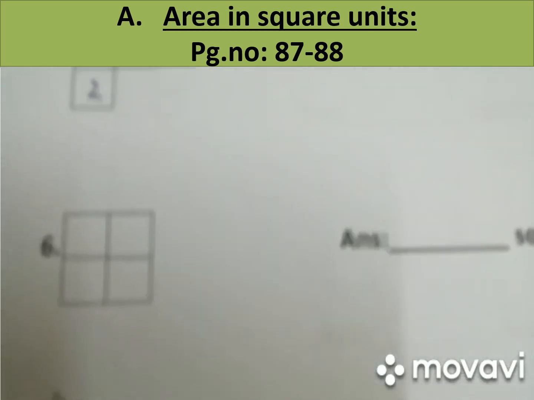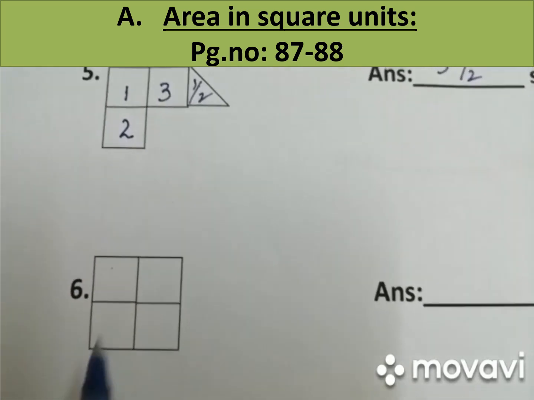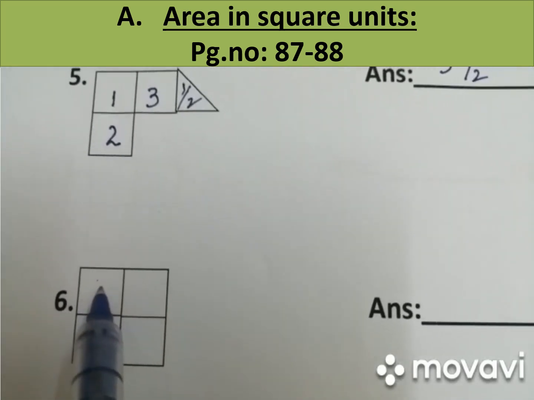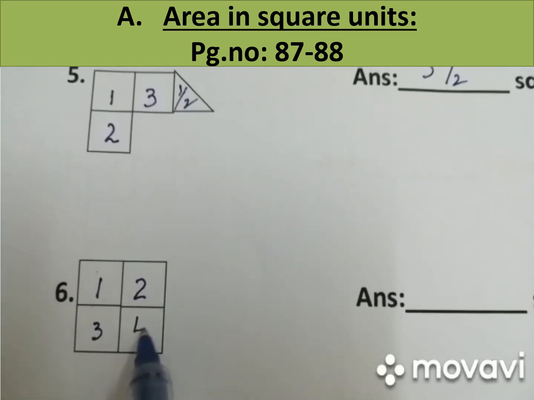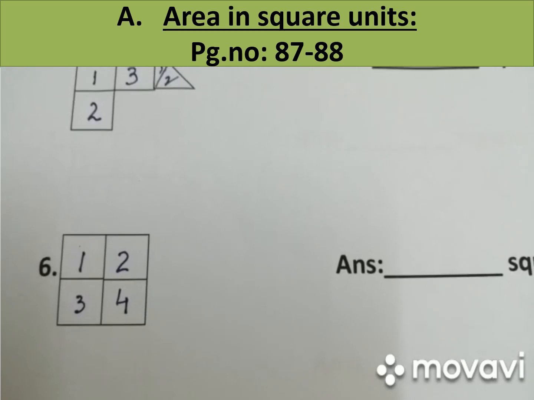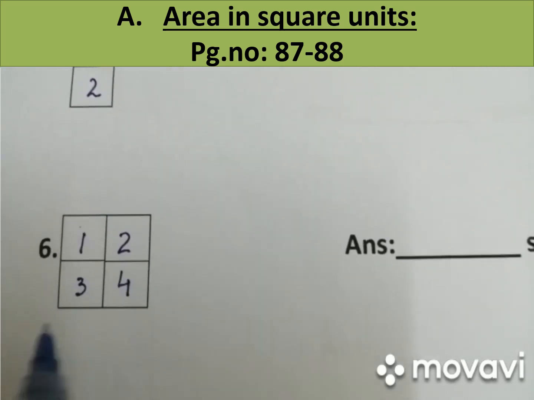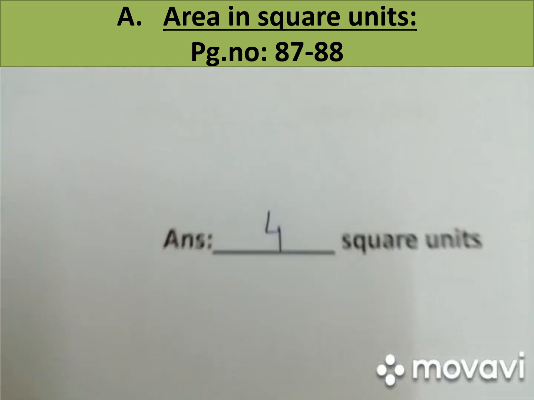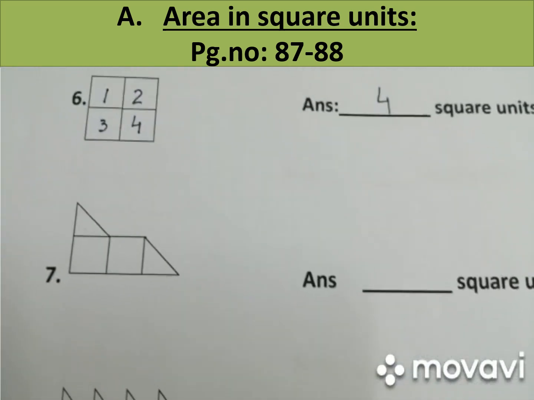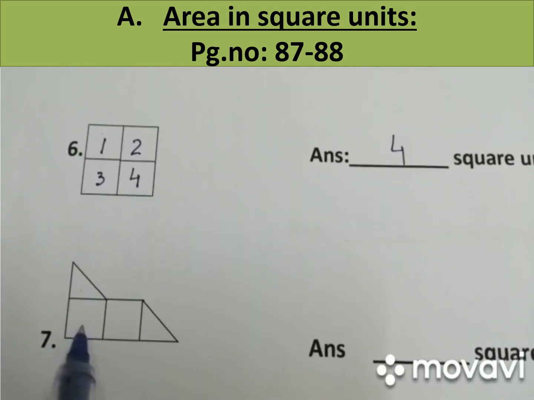Okay. Let's do part 6. Let's count in this figure how many squares are there. How many square units are there? 1, 2, 3, 4. Now can you tell me how many square units are in this figure? Exactly, there are 4 square units in this figure. So let's write here 4. It's very easy if you will understand properly. So easy.